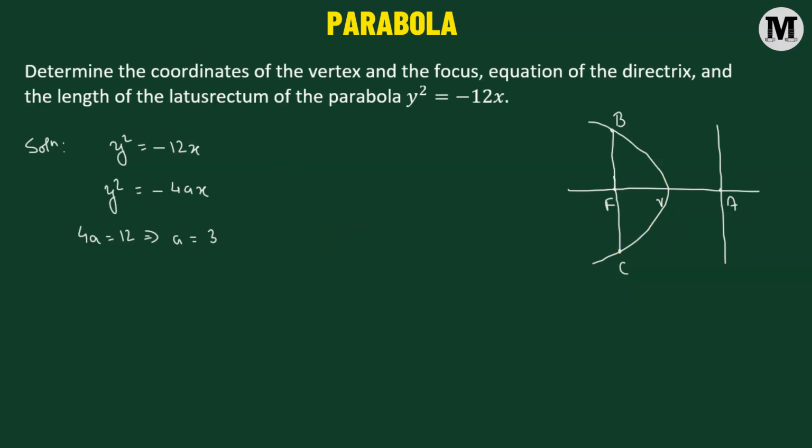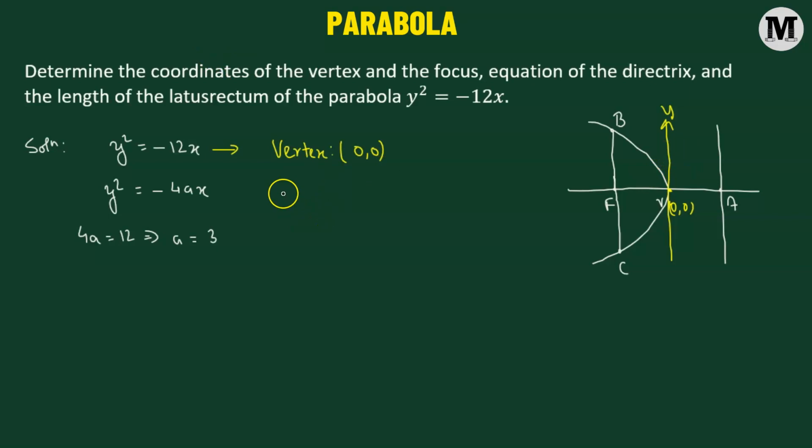Now, we know that whenever we have a parabola given in its standard form, then the coordinates of the vertex of that particular parabola is always going to be at the origin. So that means we can say that this vertex is going to have its coordinate at the origin, meaning our vertex is going to touch the y-axis. So this is going to be the y-axis.